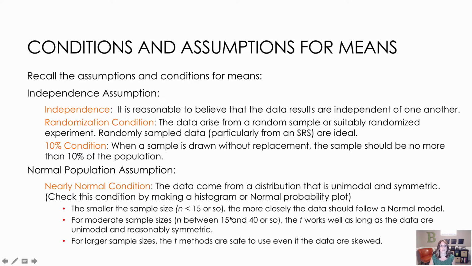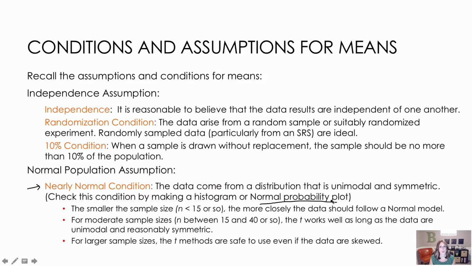So let's take a look first at the assumptions and conditions. As a reminder, we're checking independence as we did last week: randomization and the 10% condition, all like last week. The nearly normal condition is used instead of the success-fail condition. Nearly normal means that you're either going to make a histogram or a normal probability plot. Because histograms can be a little tricky depending on the way your calculator or StatCrunch bins them for you, I like to do the normal probability plot.